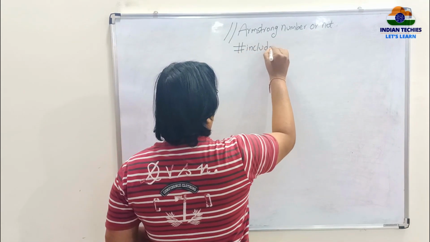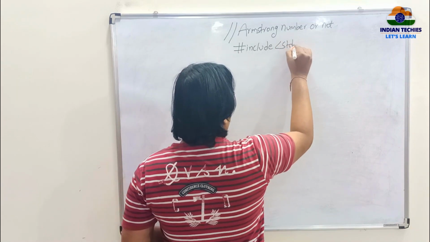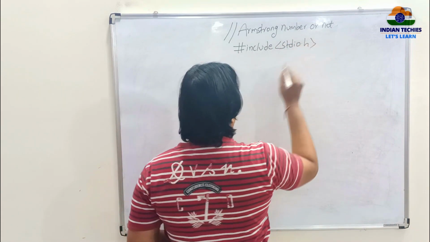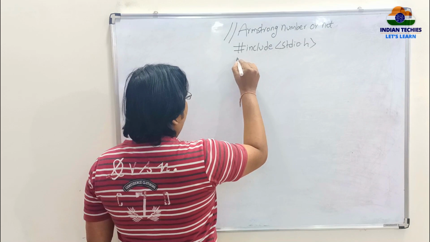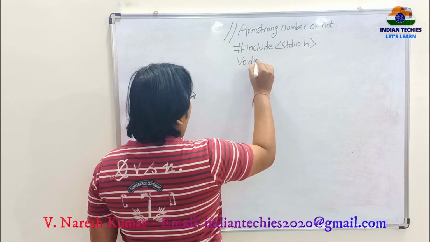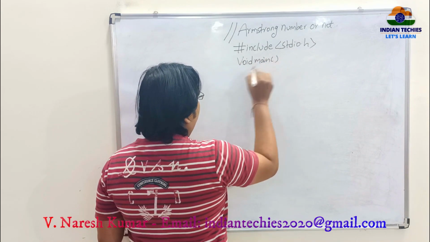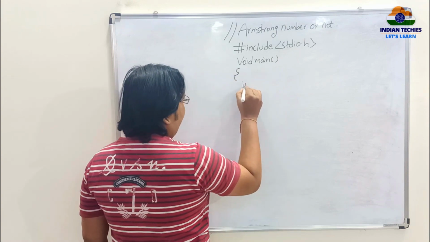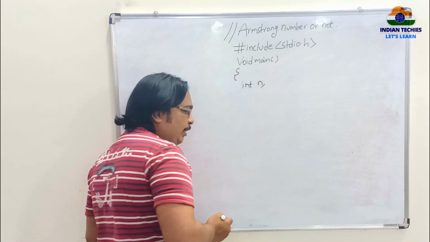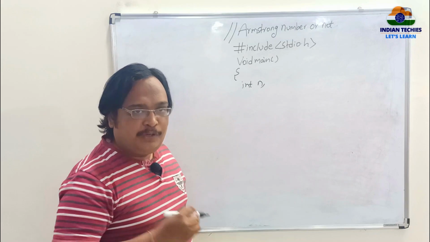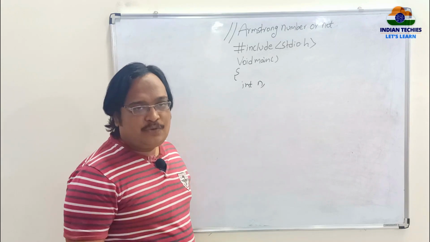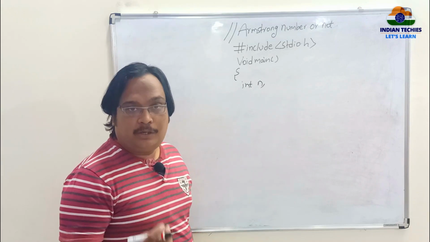#include <stdio.h>. Now void main. Now I am taking an integer variable n because the user has to give input for which number he has to find whether it is an Armstrong number or not.